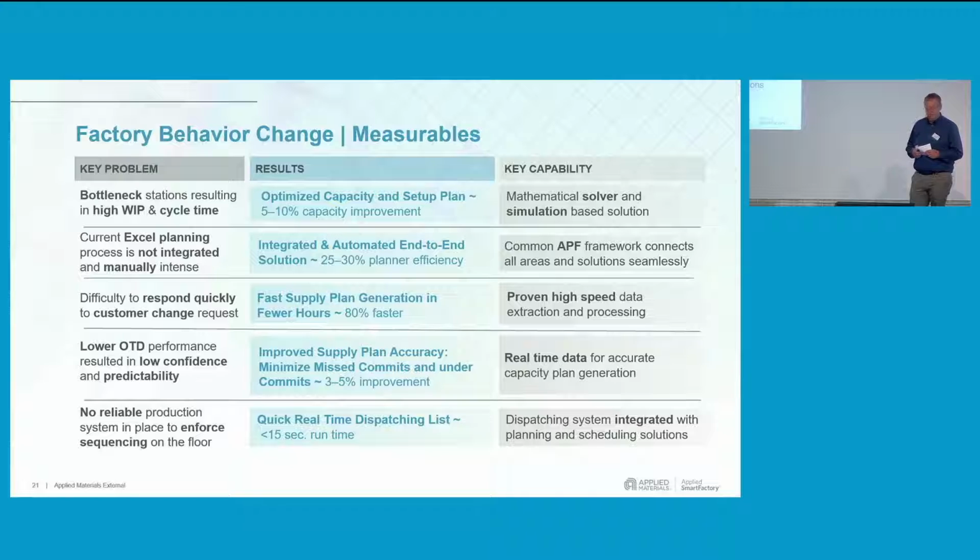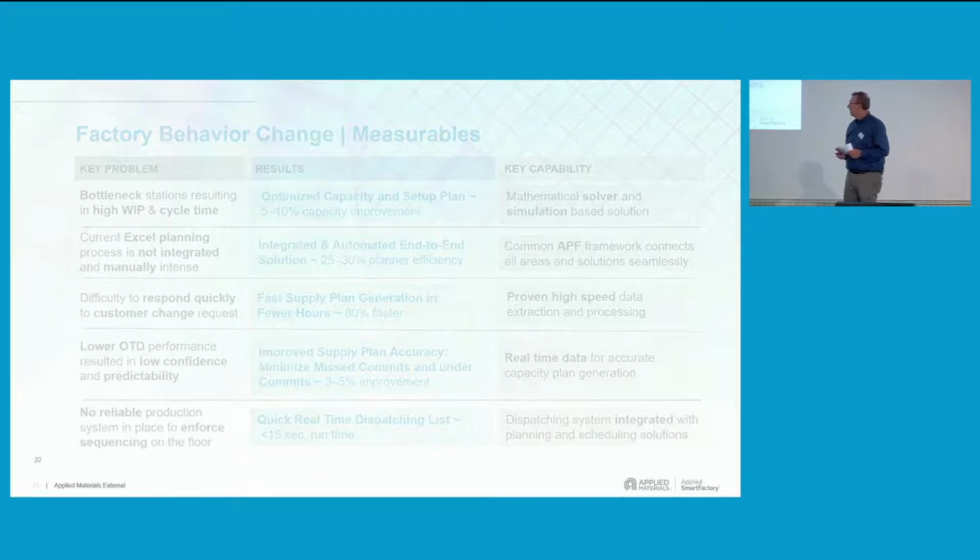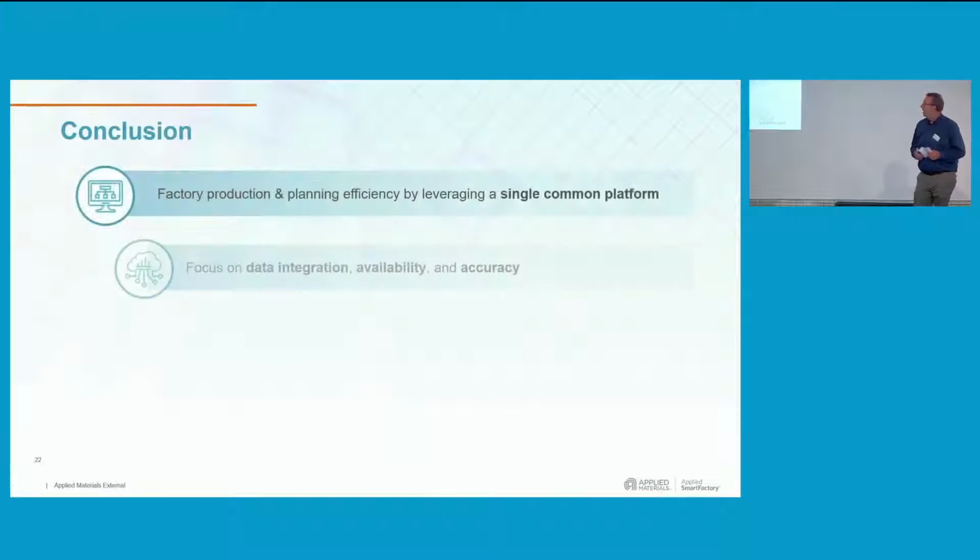The accuracy of their plan is showing good results. That's measured by, am I meeting my customer commitments? This is something we're in the early stages of measuring on this particular project as well. What we've seen over some of the other projects is a 3 to 5% improvement on those commits, and we're starting to see that here. And then, of course, it's making decisions on the dispatch floor or on the shop floor in seconds rather than waiting for a human to make a decision.